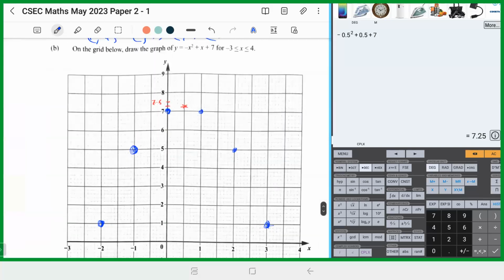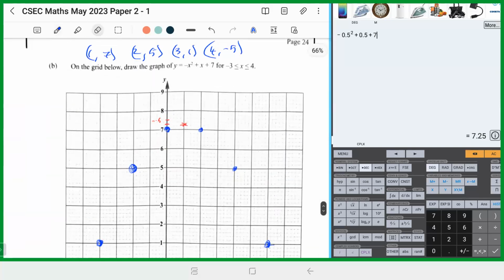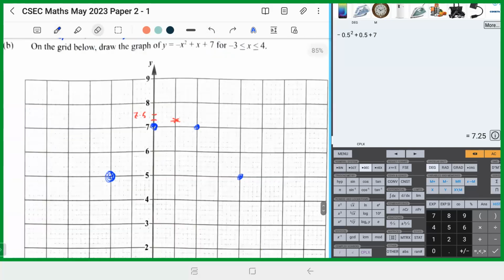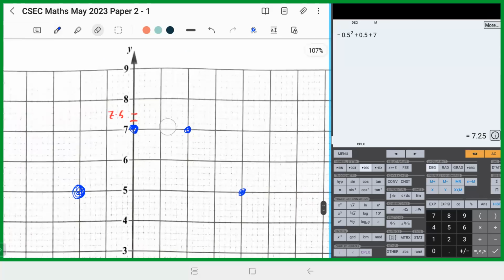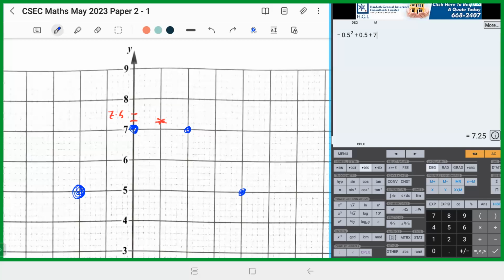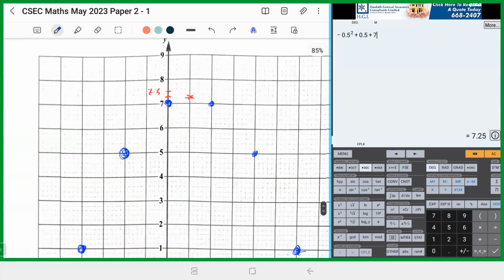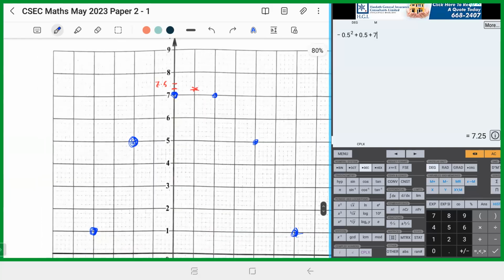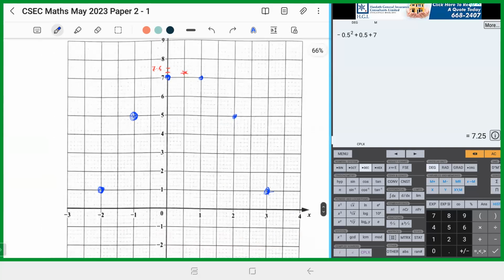And I was careful to include my maximum point. So when I draw my graph, it goes up to here. All right, so this is our maximum point. And so now we just need to draw the smooth curve. Don't use any ruler. It's a quadratic curve. And don't draw a straight line across here. So it was very important for us to put that point in.